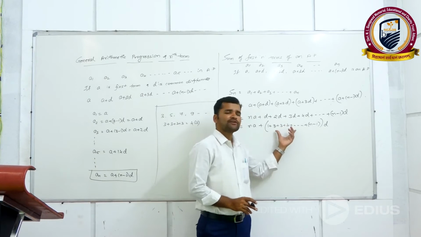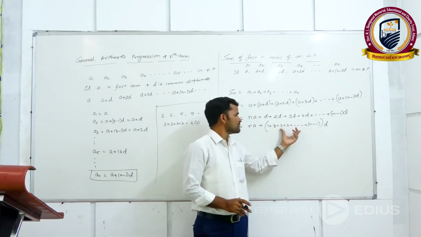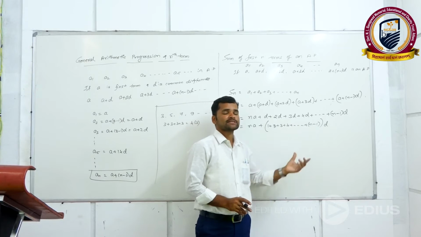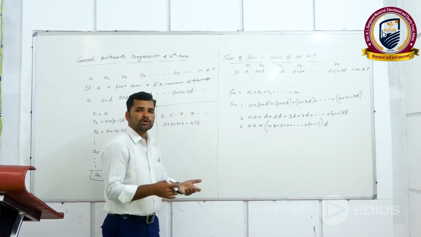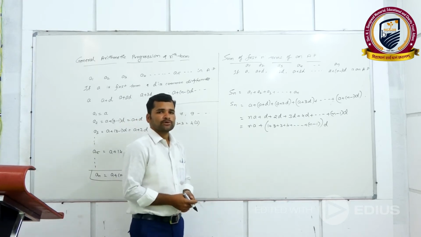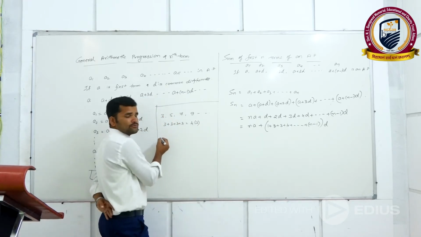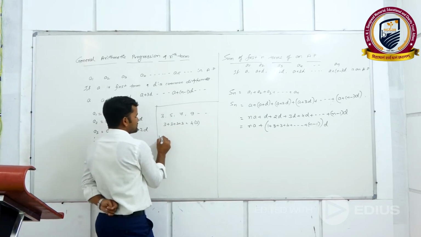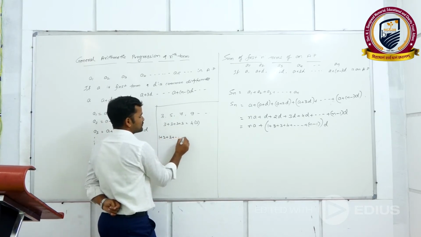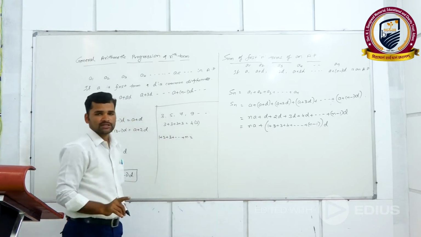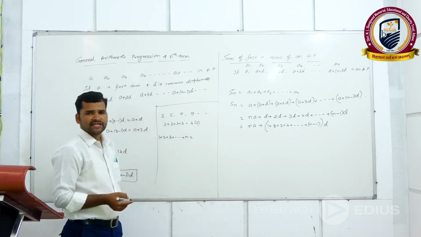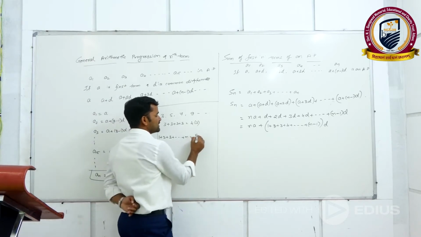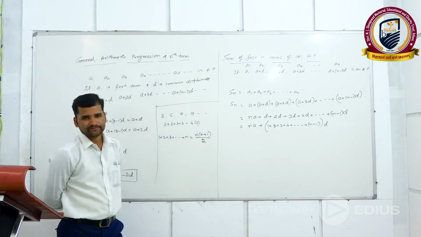How can I take the sum of all these? These are nothing but the sum of first n minus 1 natural numbers. Natural numbers are called svabhavika sankhyegalu. We should know the formula for the sum of natural numbers. I hope all of you know 1 plus 2 plus 3 and so on up to n, the sum of first n natural numbers. It is nothing but n into (n plus 1) by 2. This is a standard formula you need to remember.